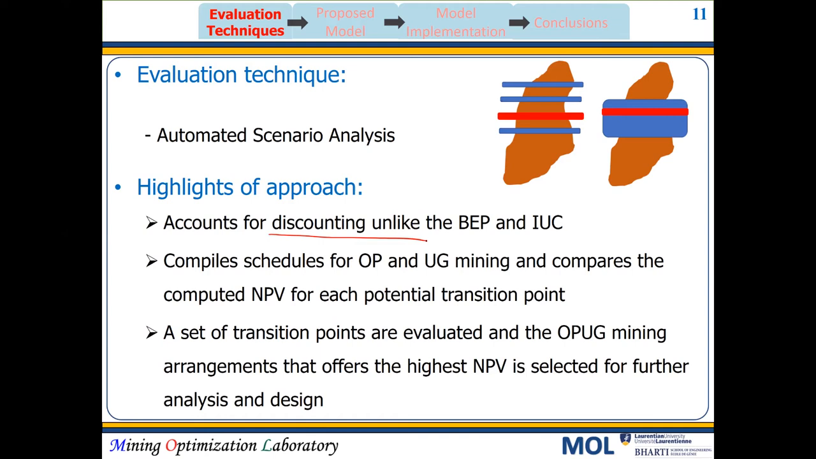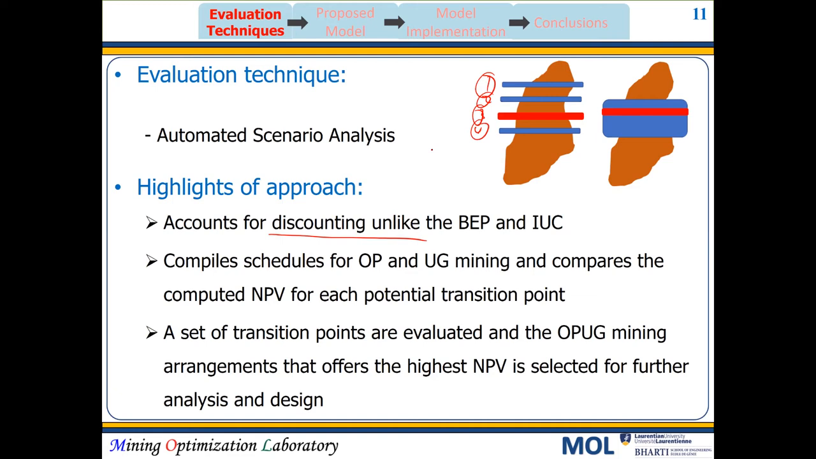Now you approach this automated scenario analysis by considering that you can possibly have crown pillars or transition points at various parts of the deposit. So you could have a transition at location one, location two, location three, location four, and so on and so forth. And then you evaluate each of these transition points for open pit operation and underground operation. So you consider that if your transition is at location one, then everything on top of it is open pit and everything below it is underground. So you calculate or you try to compute your overall project value based on this transition point.